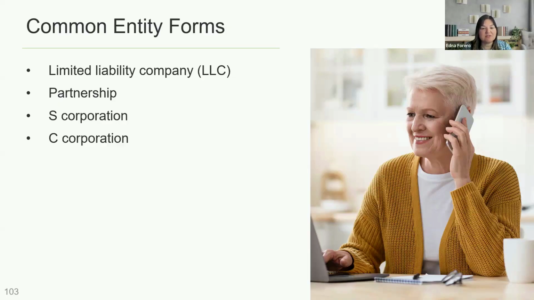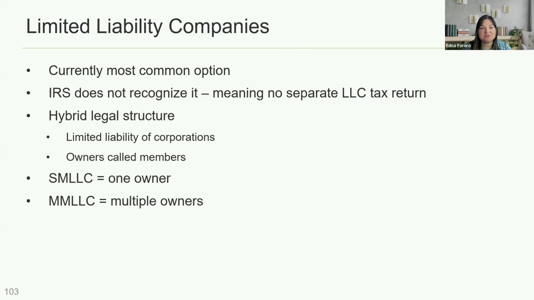So do what's right for the taxpayer, have that conversation with them about whether they need to do an S Corp or C Corp or partnership. LLCs, very common option, but that's not something that the IRS recognizes, meaning that there's not a tax return for an LLC. So they're going to have a hybrid legal structure where they've got their assets protected. That's why they chose to be an LLC. The owners are now called members, but you might have a single member LLC or you might have a multiple owner member type of LLC.